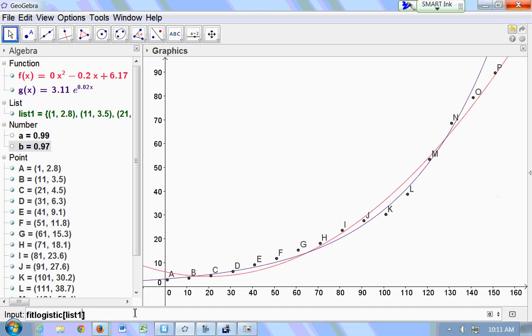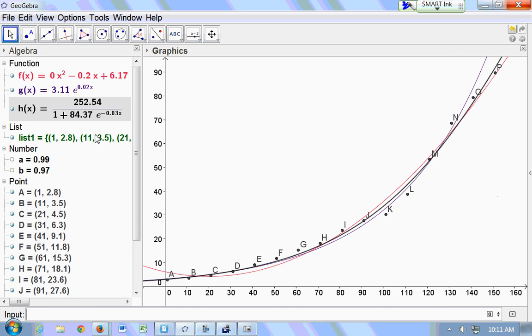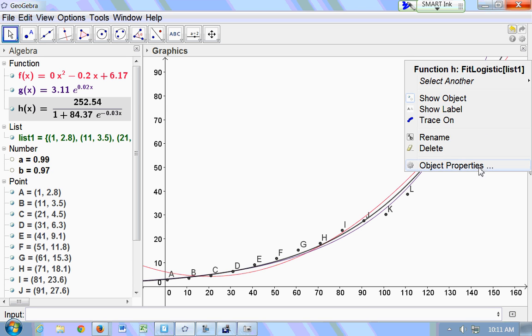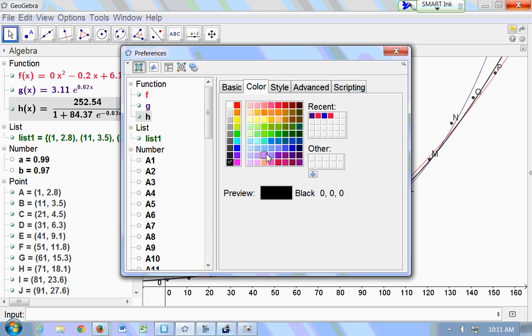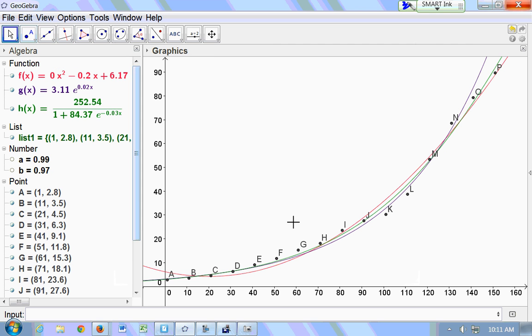Logistic list 1. All right, so there's my logistic function h. It's in black here. Change the color. Get green. All right, so that looks pretty good actually. Let's get an R² for that. 0.99. So we can't tell which one's better.